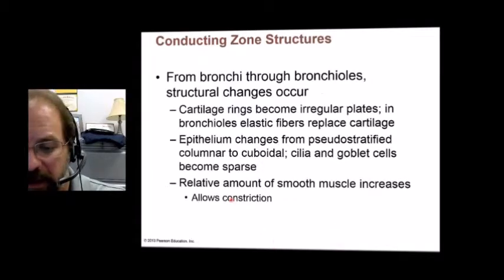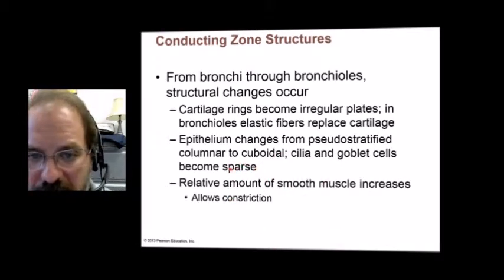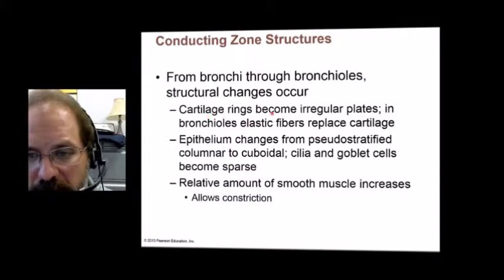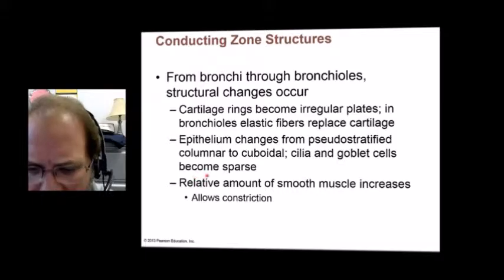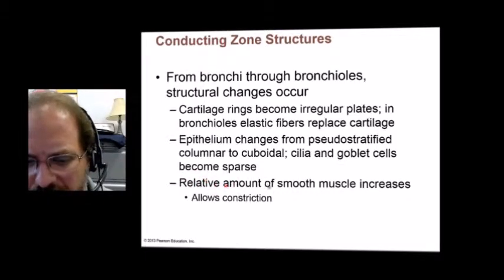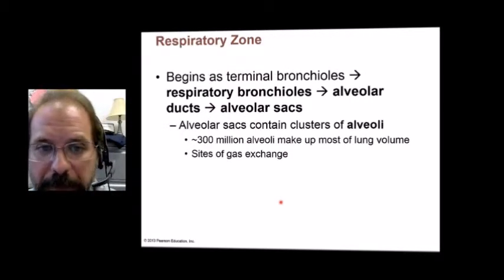So near the end of the conducting zone, we slowly but surely give way to our cartilage rings, which still remain associated with all the bronchioles, till we get down to the lowest ones, where really we just have smooth muscle associated with the walls. That allows for what we call bronchoconstriction or bronchodilation, and that is a way of regulating the airflow into and out of the alveolar spaces.